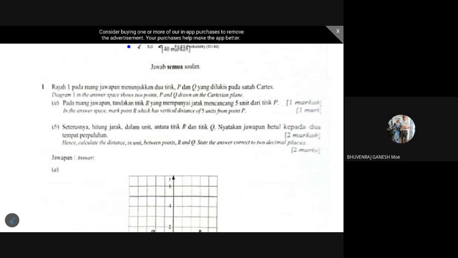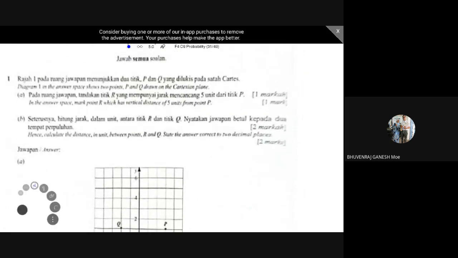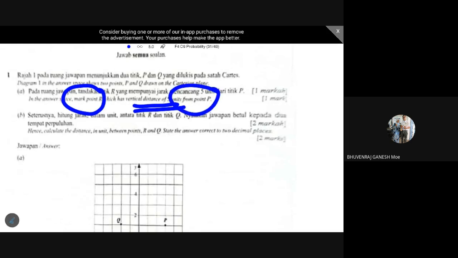Okay, so they say it shows 2 points P and Q drawn on Cartesian plane. Okay, so you can see over here, dua titik dilukis atas satah kartes macam ni. You can see over here, it's drawn for you. Okay, so let's see the first question, what they ask you. They say mark point R, tandakan titik R, which has vertical distance of 5 unit from point P. Okay, vertical distance 5 unit from point P. So let's see the graph.